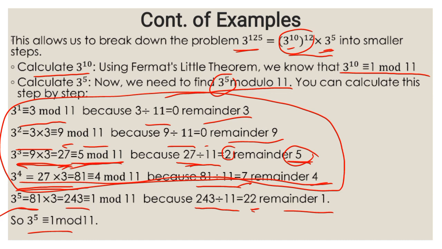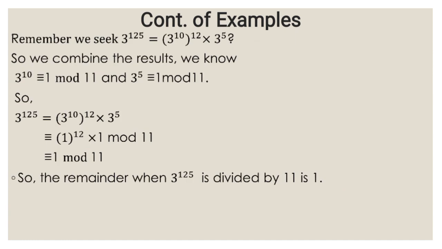Because you only needed 3 raised to the power 5, you just do 3 times 3 times 3 times 3, 5 times, and then check how many 11s there are in it and get the remainder, which is what we have here. So you found 3 raised to the power 5 is also 1 modulo 11. You found 3 raised to the power 10 is 1 modulo 11. We combine them together. So remember, what are we looking for? This is the question we're told to find.